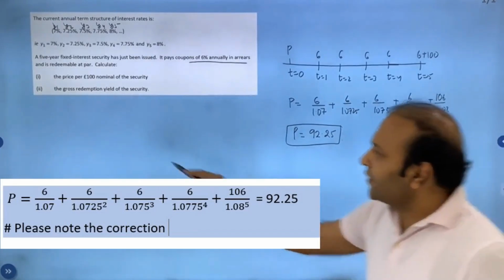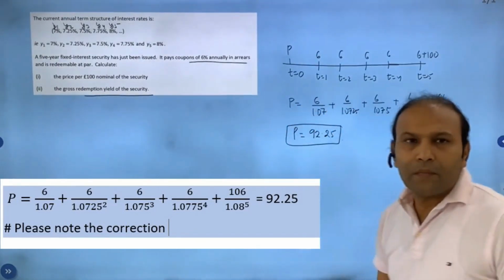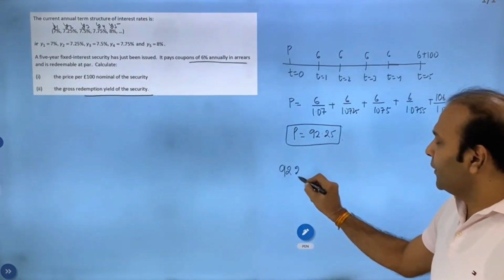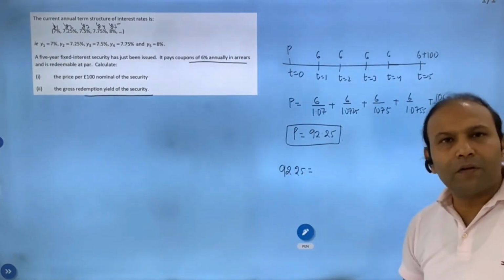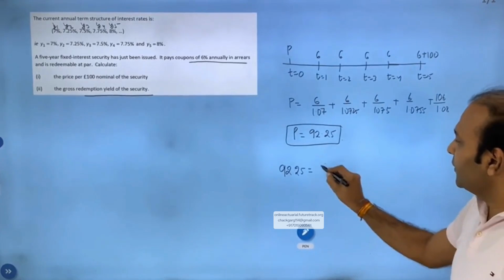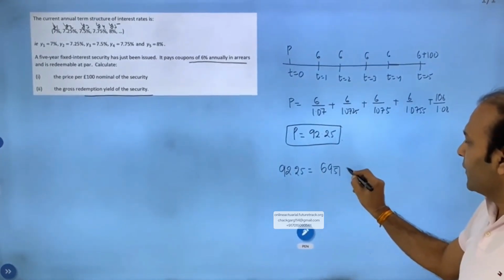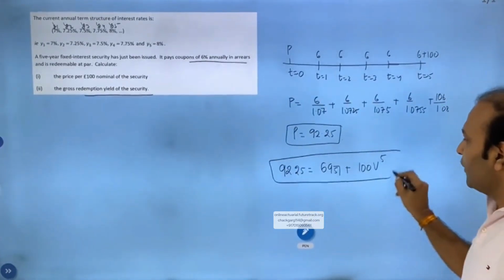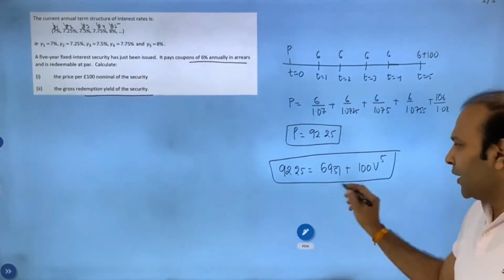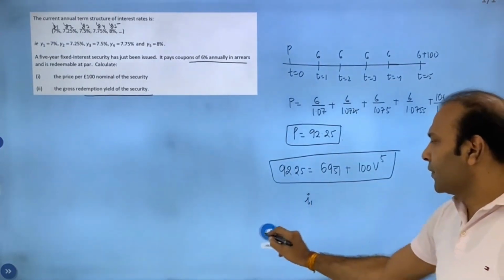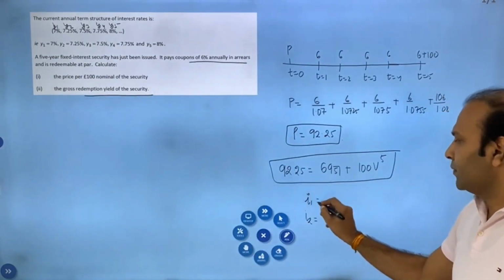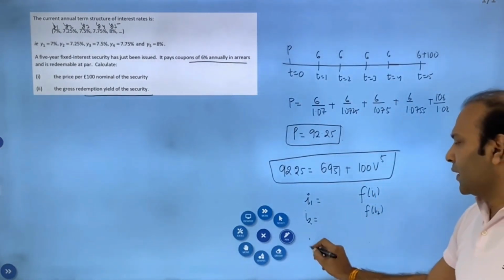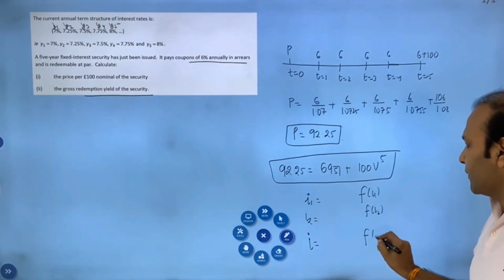Fine. Next part it says find the gross redemption yield for this. तो क्लास ग्रॉस रिडेम्पशन यील्ड के लिए हमारे पास प्राइस ऑलरेडी है 92.25. Present value of inflow is equal to present value of outflow. We are getting a coupon payment 6 a_5 plus 100 v raised to power 5. Now this is my equation class. Please do the interpolation, find i1, find i2, find f(i1), f(i2), and then find i using the interpolation.